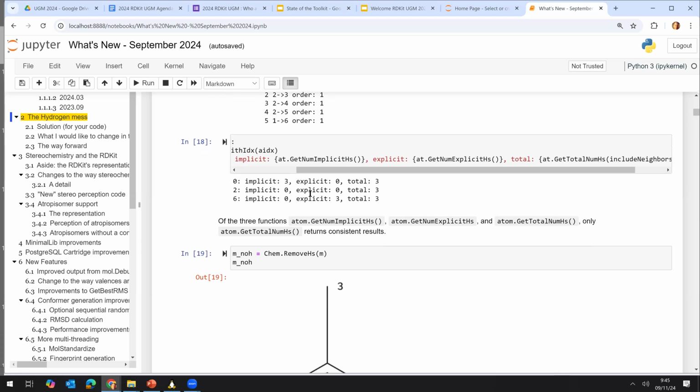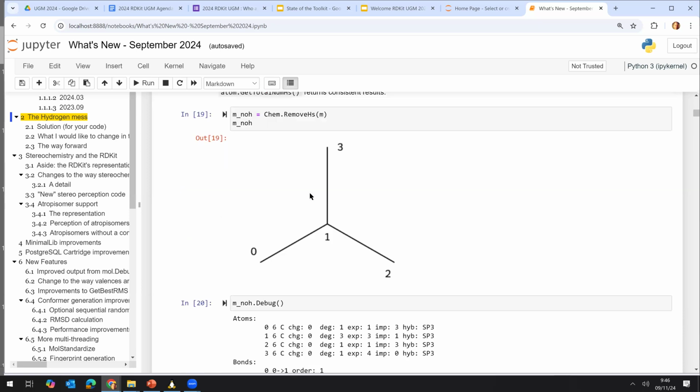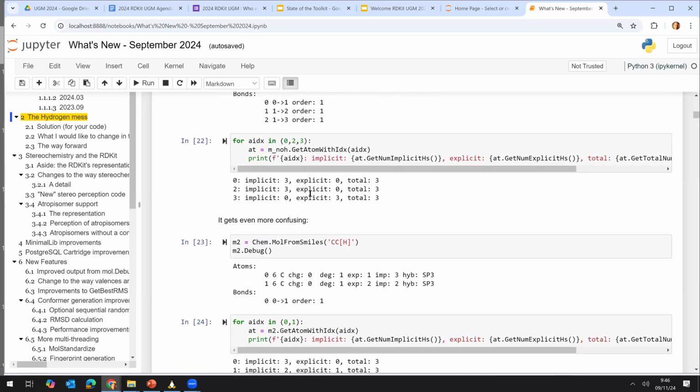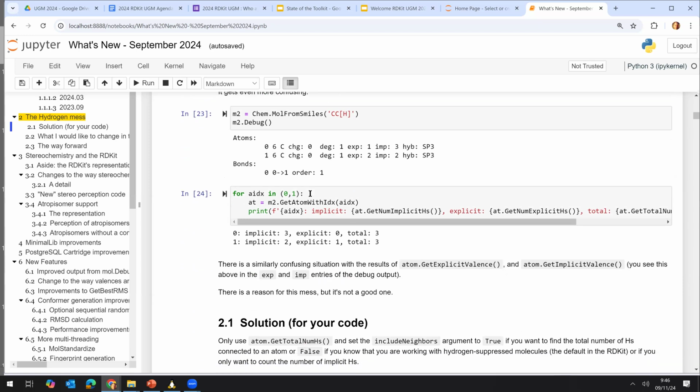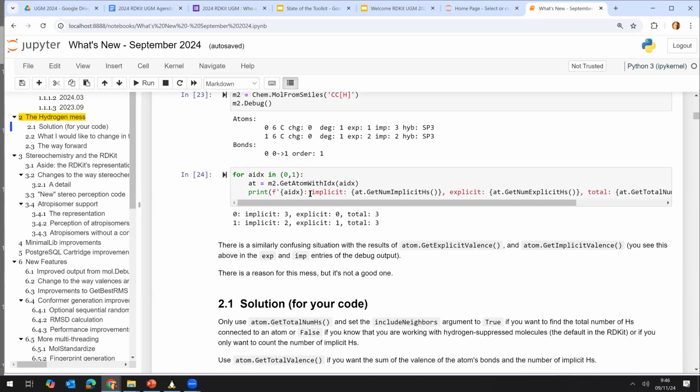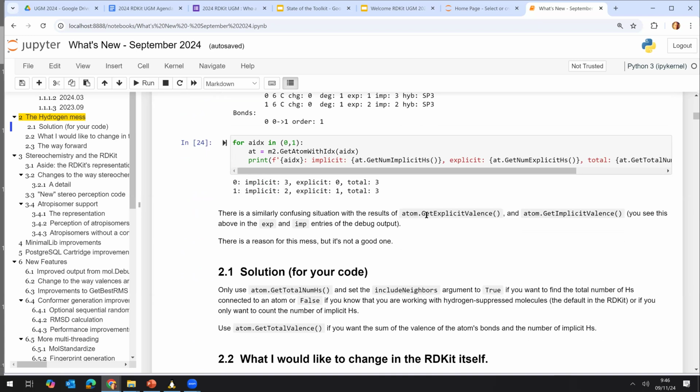All of them should return something. Well, non-implicit, non-explicit shouldn't be there, basically. You should just use get total number of H's. This gets more complicated. If you remove hydrogens, it gets even more stupid. I'm confusing whatever word you want to use. And then when you get down to the atoms, there's get explicit valence and get implicit valence, and that has the same problem with what comes back from what.